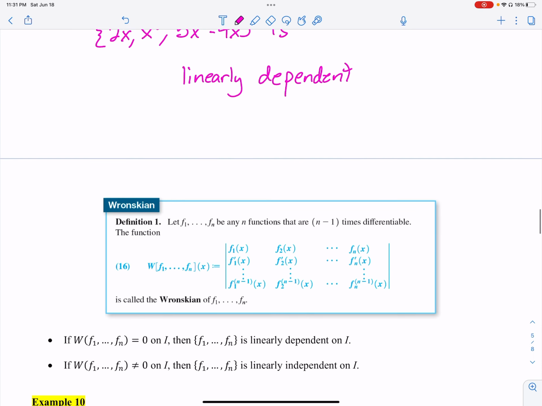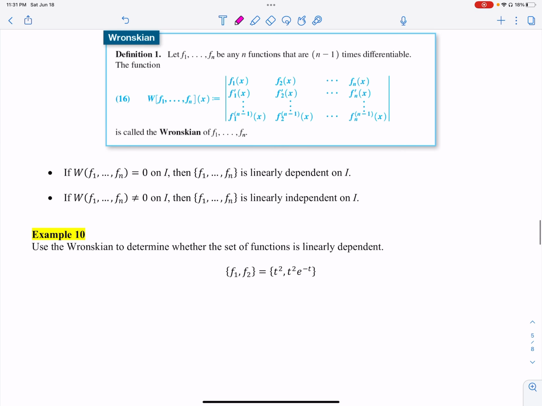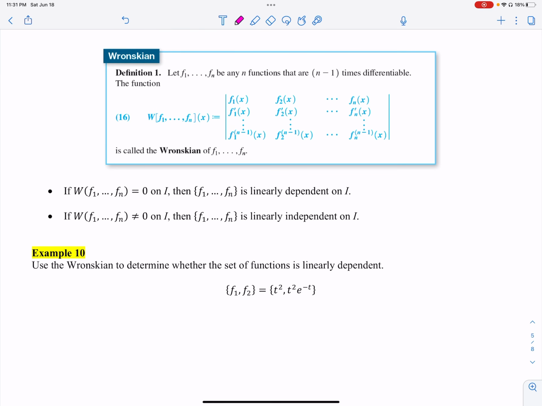This is using something called the Wronskian. Right, the Wronskian is a determinant. This formula looks super intimidating the way it looks like this. We are going to do a few examples, and you're going to see that it's actually really not bad. It just looks intimidating when written out in formal language like that.